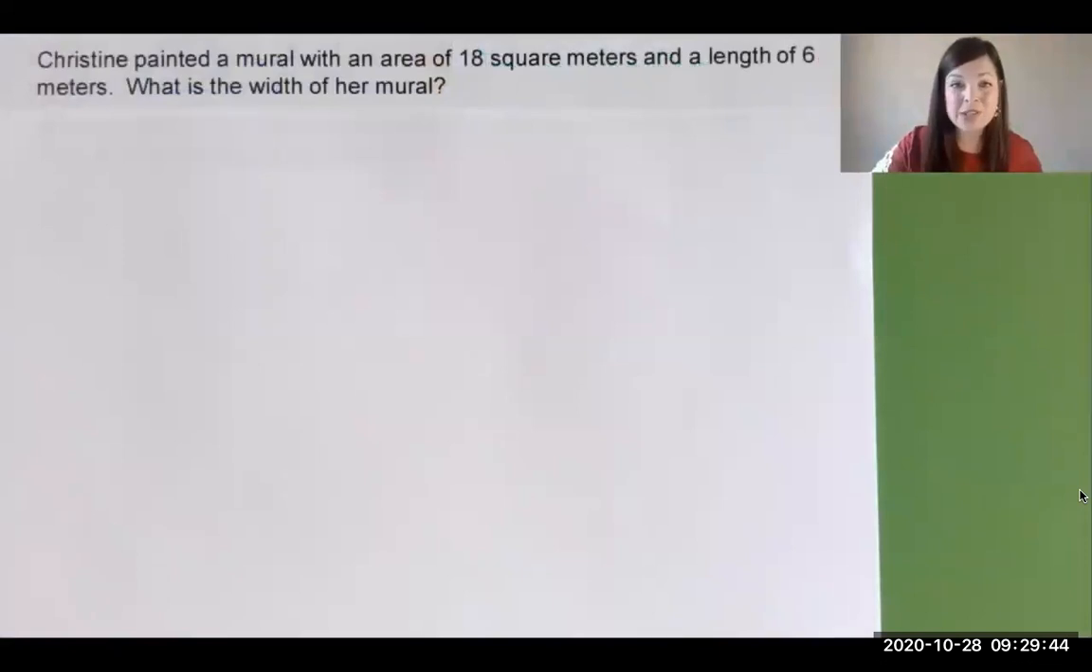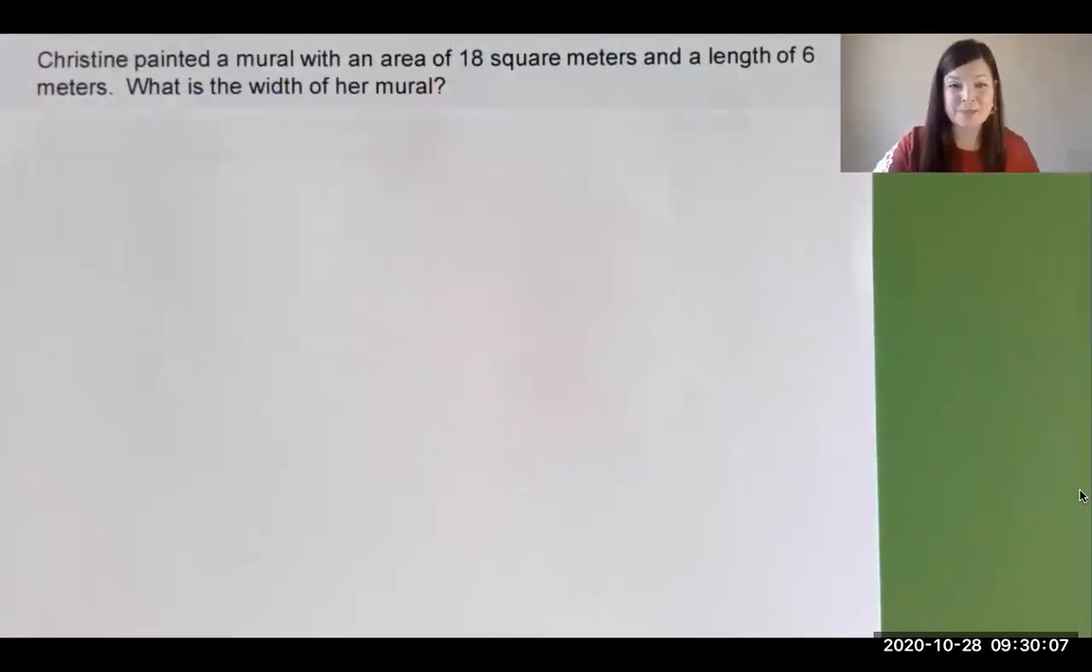Now, let's apply what we're learning to solve a word problem. This word problem is about a mural. Do you know what a mural is? A mural is a large painting that's done right on a wall. Have you ever seen one? Maybe you've seen a mural in real life, or maybe on TV, or maybe even in a book.